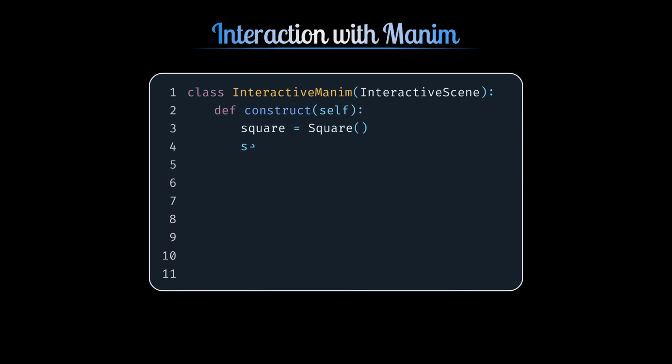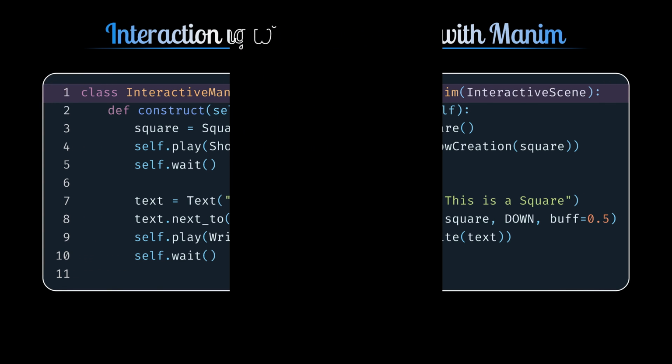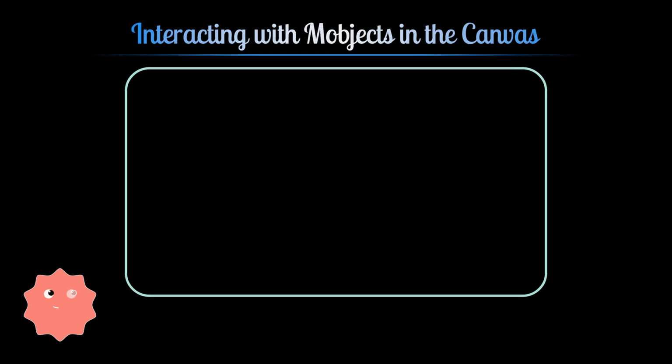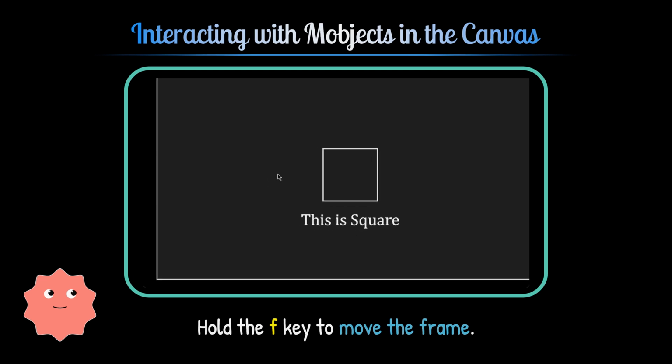Now, let's say we want to interact with the objects here. And to interact with the window, first we need to inherit the features from the interactive scene class. In my window, if I hold down the F key, I can move the entire frame as I move my cursor.